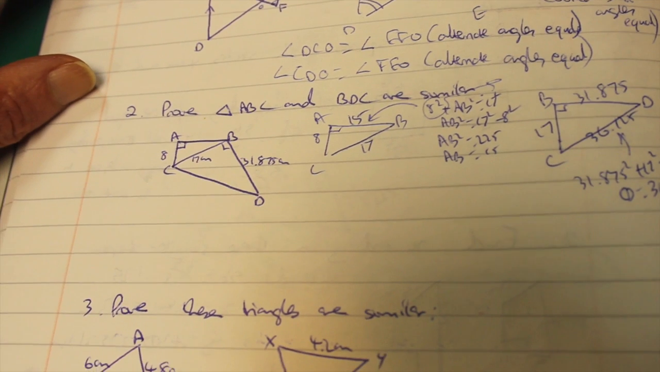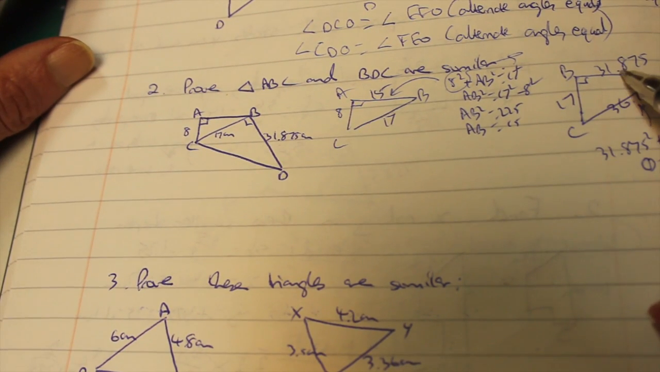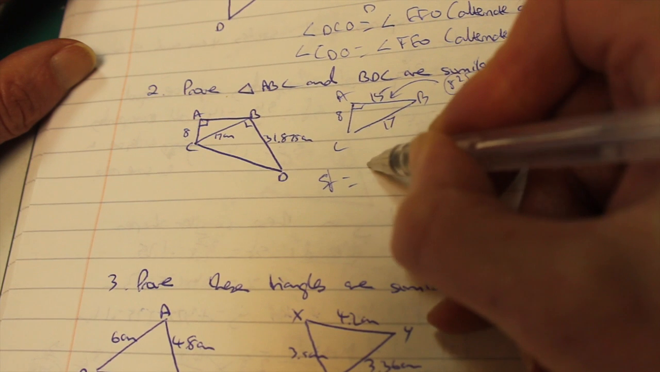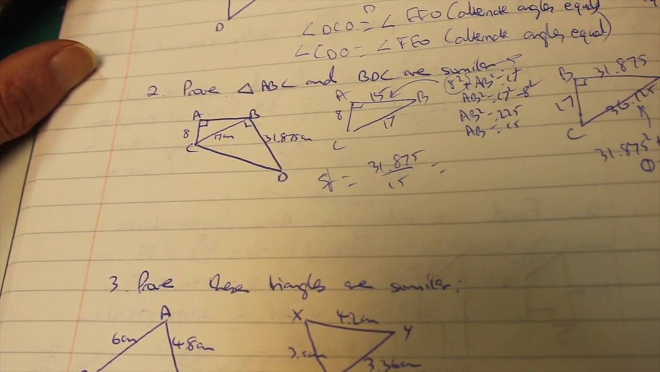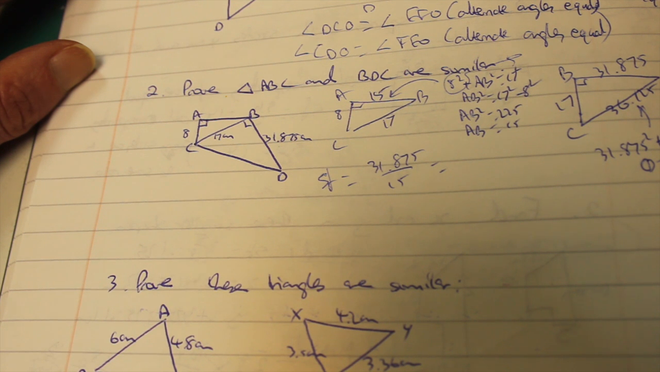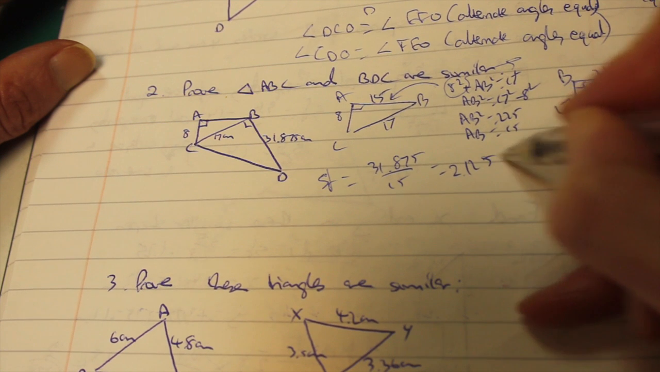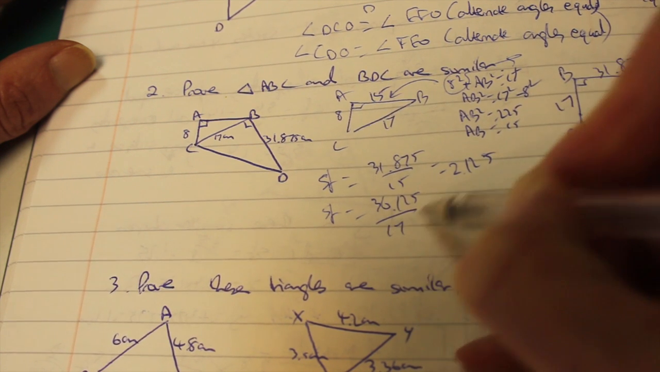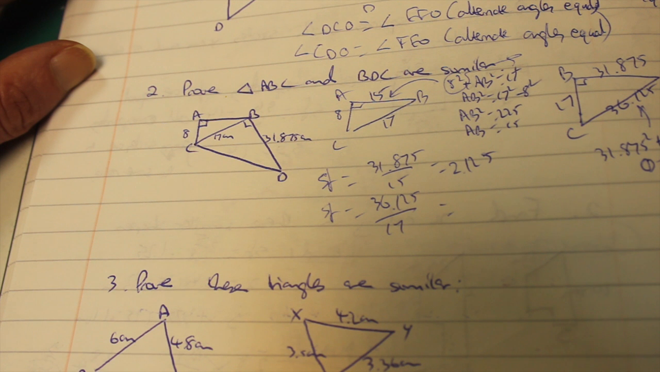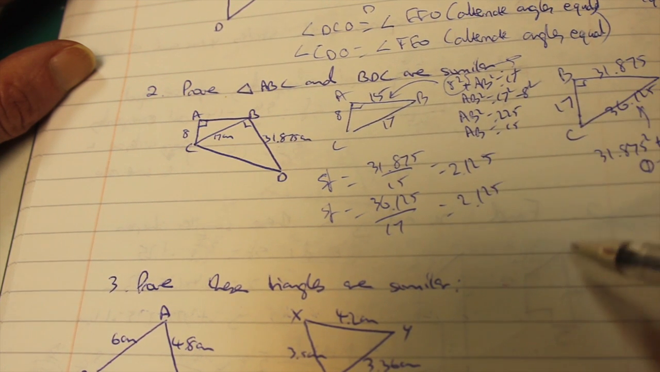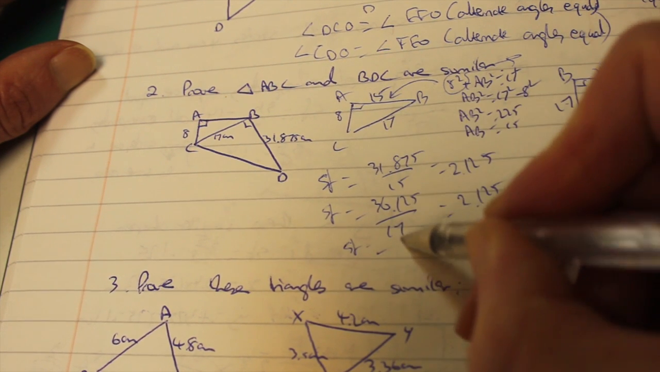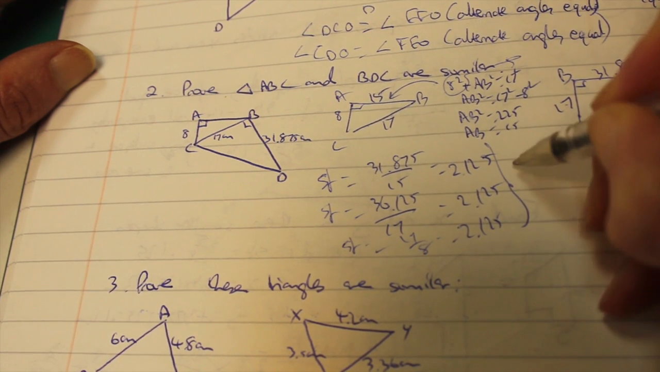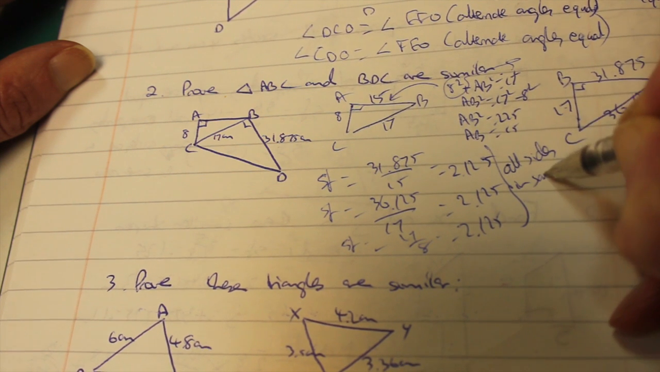Now, you want to prove all sides are in the same ratio. So I'll take each side and put it over the corresponding side to find the scale factor. So 31.875 over 15. 31.875 divided by 15 gives me 2.125. Check it for the other two sides. So scale factor is 36.125 over 17, divided by 17, gives me 2.125. And then check it for the last side. 17 over 8. 17 divided by 8 is 2.125. So you need to state all sides in same ratio.